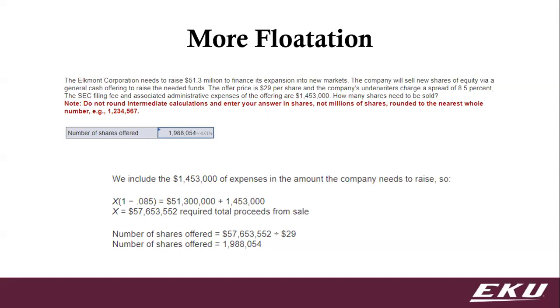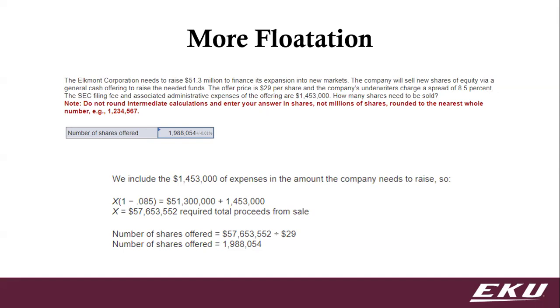Here's another flotation type problem. They need to raise this particular amount. They are going to do a general cash offering to raise the funds. The offer price is $29 a share. The underwriters are going to charge 8.5%. The filing fee and the administrative stuff is $1.5 million. How many shares need to be sold?